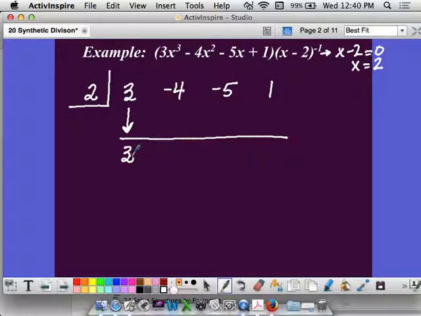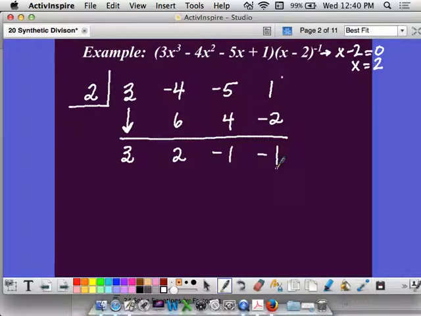Now, here's where it sounds a little complicated at the beginning, but it's really very easy. So I'm going to multiply 2 times 3, bring it up here, is 6, and combine. You get 2. Then I'm going to go from here to here. 2 times 2 is 4, combine, and you get negative 1. 2 times negative 1 is negative 2, and combine and you get negative 1.